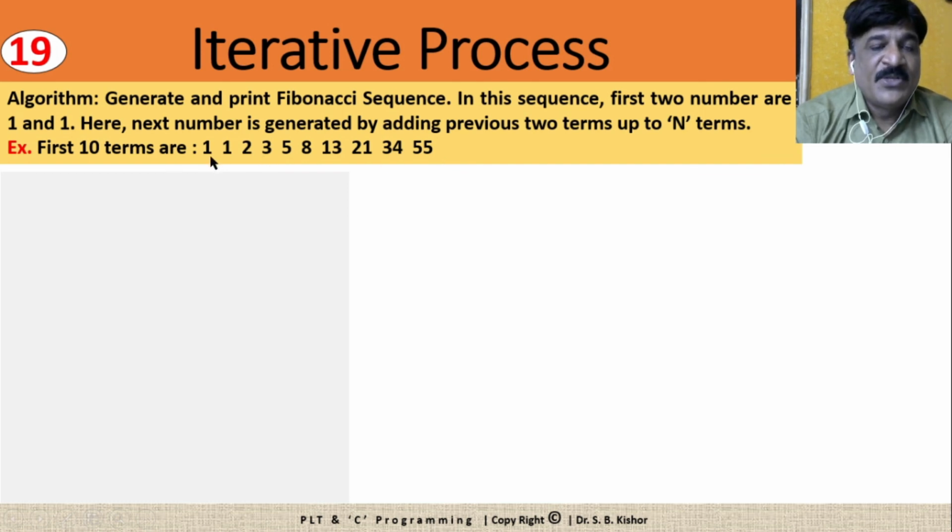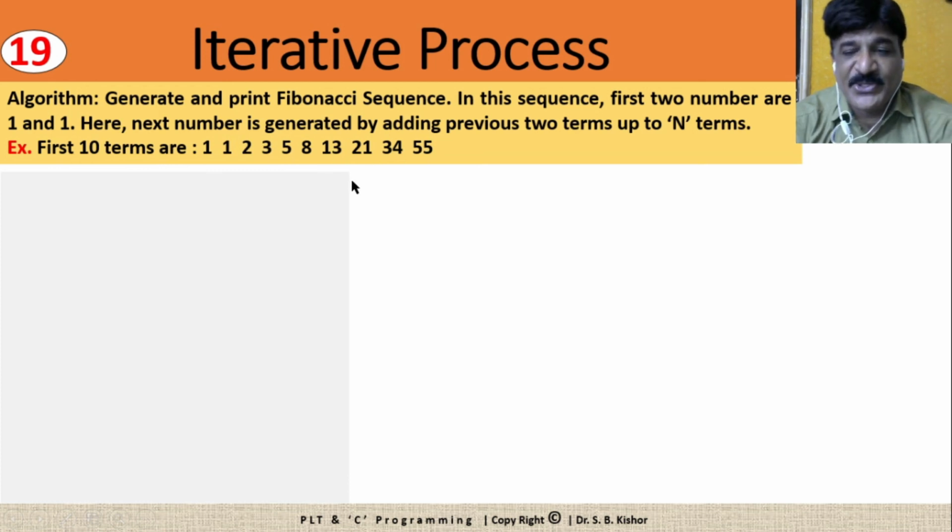Something like this. The first two numbers are 1, 1. The next number is the addition of these two. Then this will become the first number and this will become the second number. So addition of these two is 3. Then this will become previous and this will become your next number. So addition of these two will be 5, and it will continue.